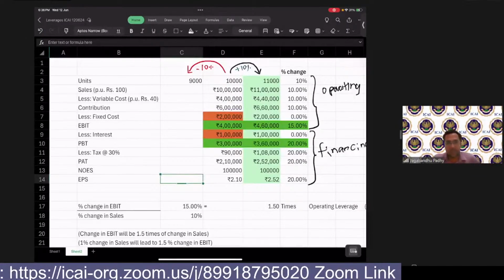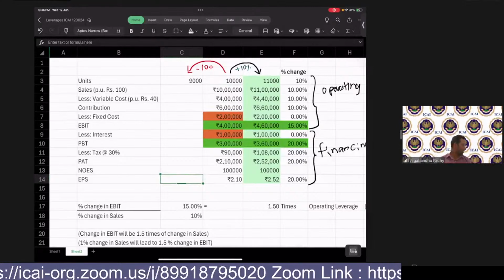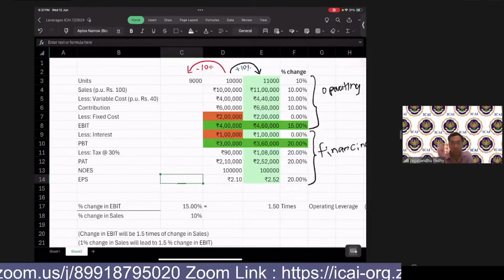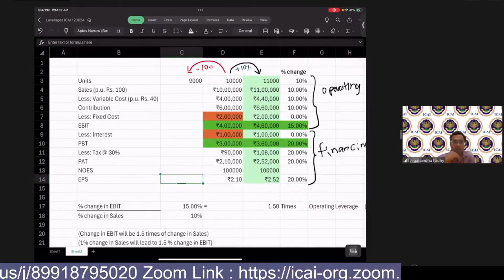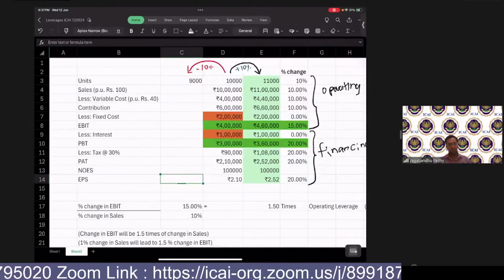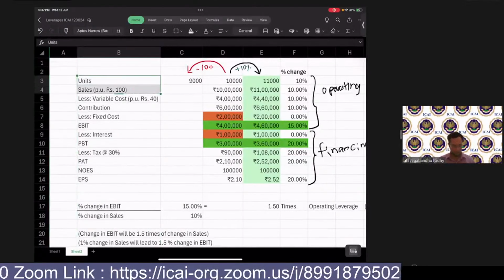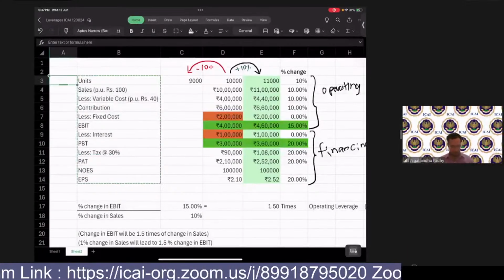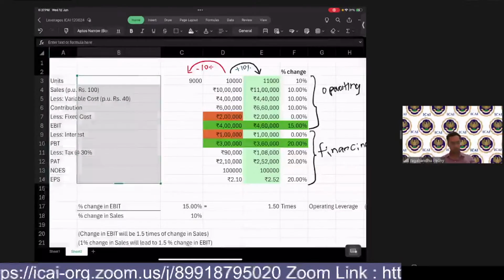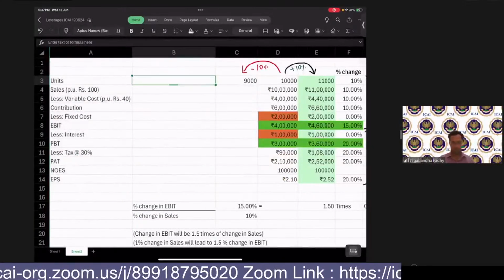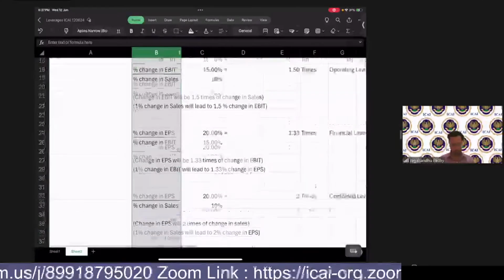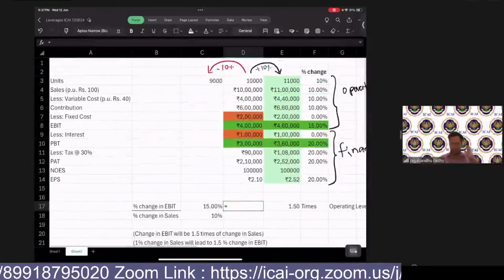Give the final EPS figure. For reducing the units from 10,000 to 9,000, just check what is happening to your units and of course all the financing figures. Check what is happening. Give me the EPS figures.